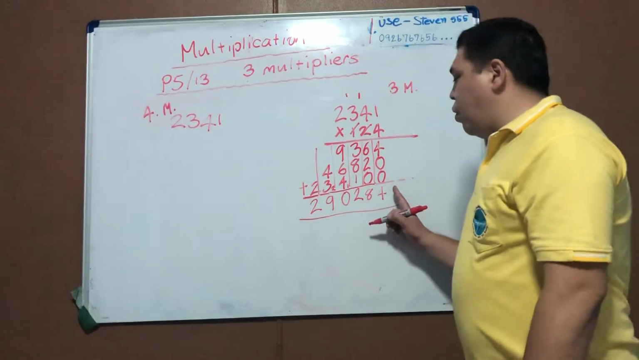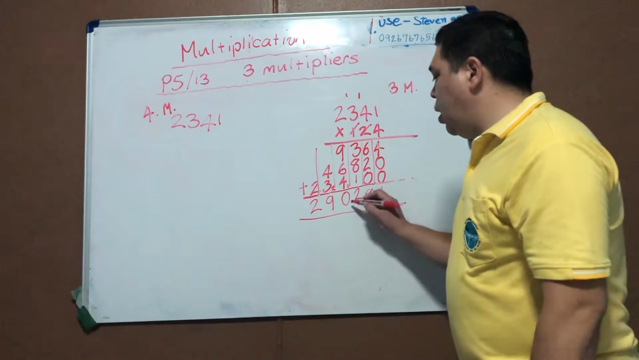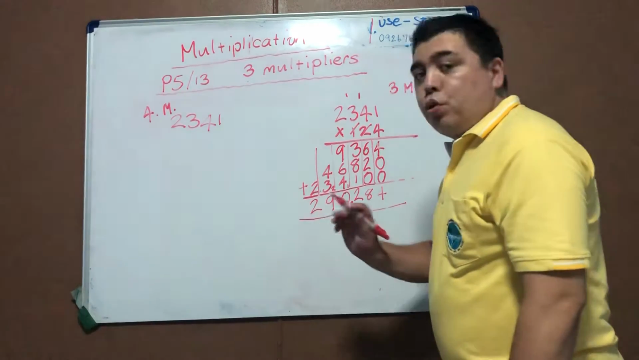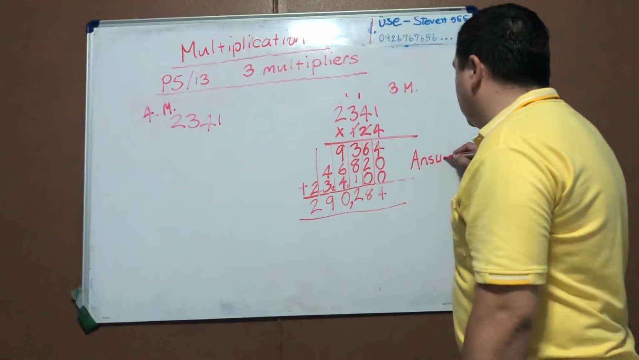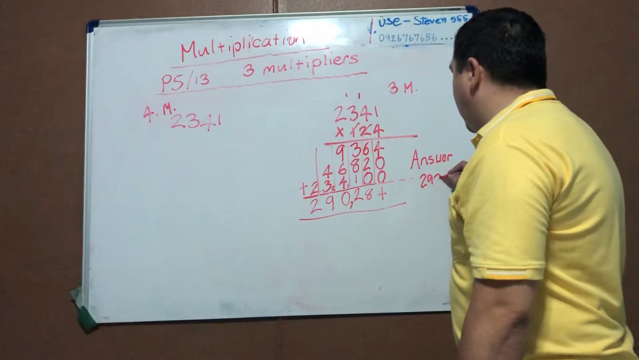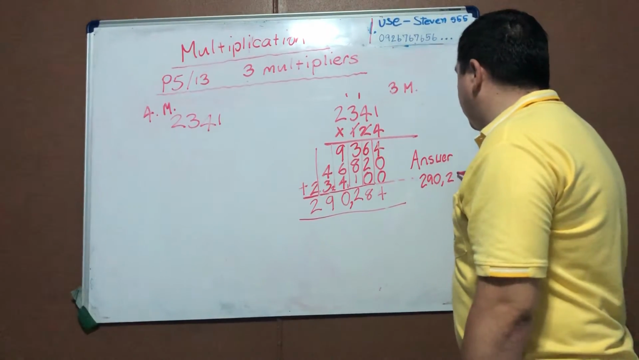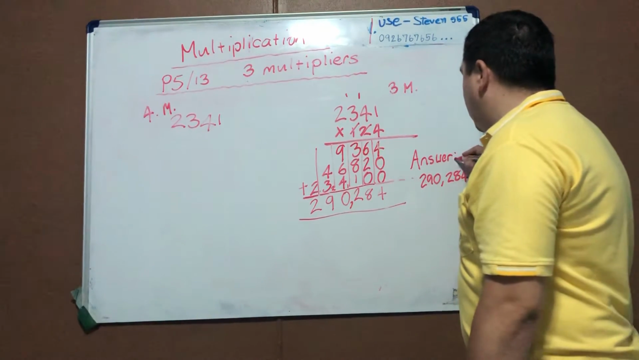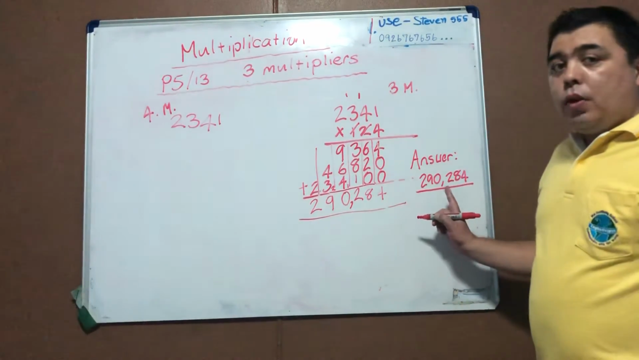Now we count from the right hand side. 1, 2, 3, comma. 1, 2, 3, no number, so no comma. So the answer is 290,284. That's the way you would write your answer.